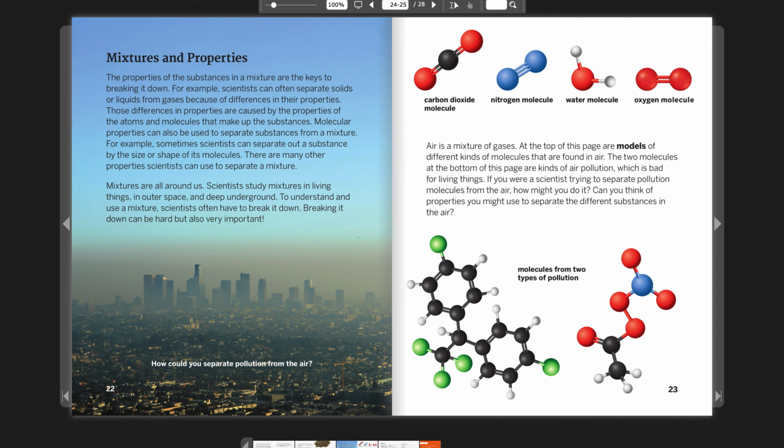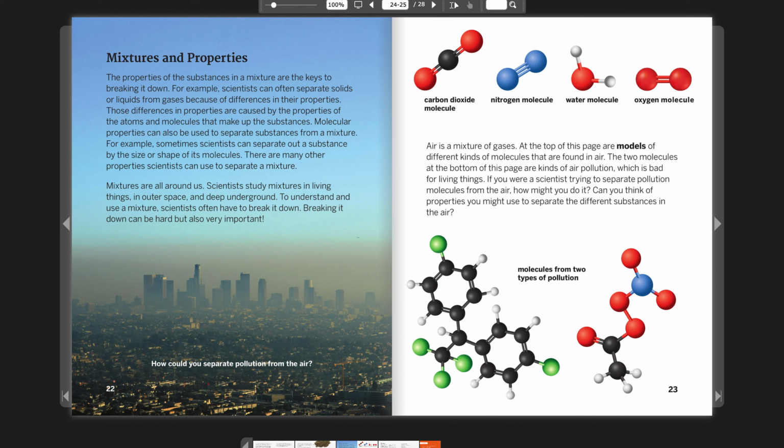Mixtures are all around us. Scientists study mixtures in living things, in outer space, and deep underground. To understand and use a mixture, scientists often have to break it down. Breaking it down can be hard, but also very important.